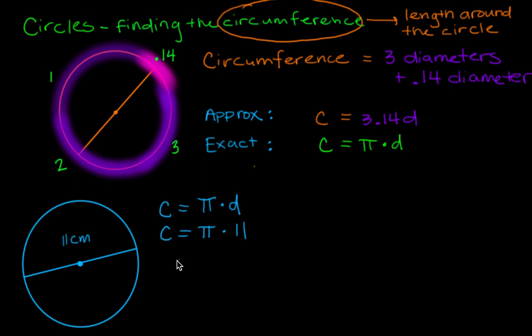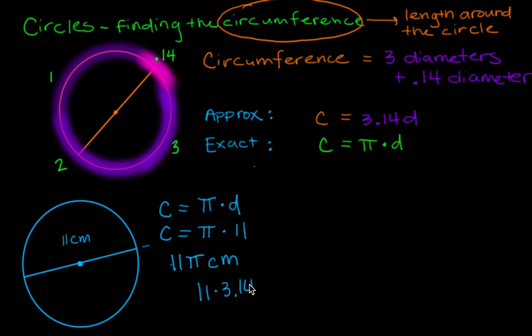What I mean by that is you can write it in its exact form. You can say that the circumference is just 11 pi centimeters. Now that's kind of a weird answer. It doesn't make a whole lot of sense. So what you might want to do is try and plug it into your calculator. So you might want to plug in 11 times 3.14 to get the approximate answer.